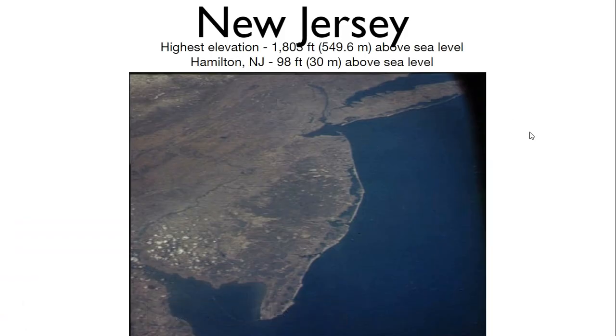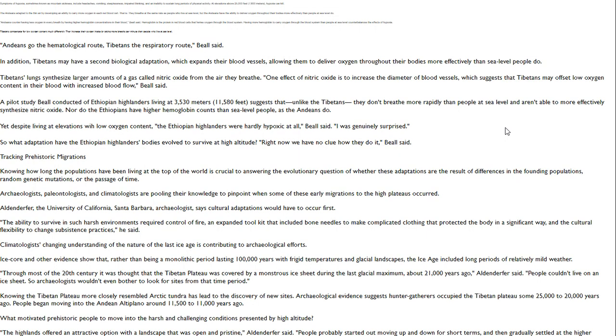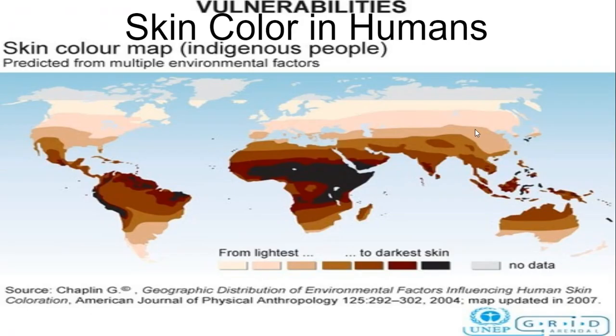Okay, now let's talk about where we live, New Jersey. Our highest elevation is 1,800 feet above sea level. That's hardly anywhere near the other places. I guess that's 10,000 less. Don't worry about that. All right. So just imagine us going up there when we're barely at 2,000.